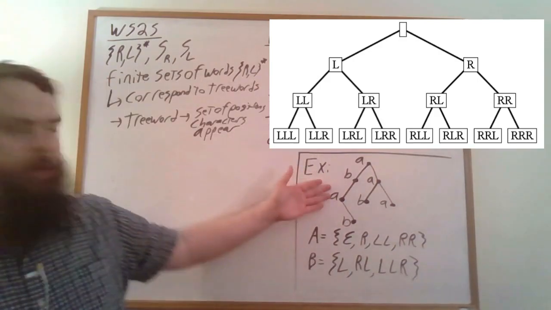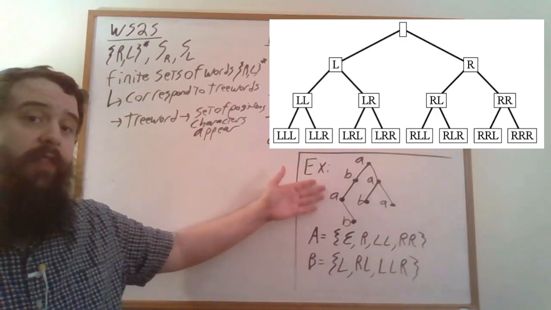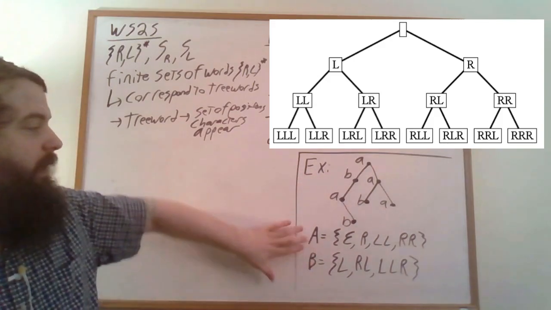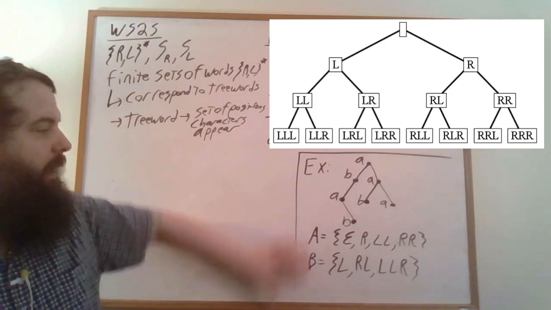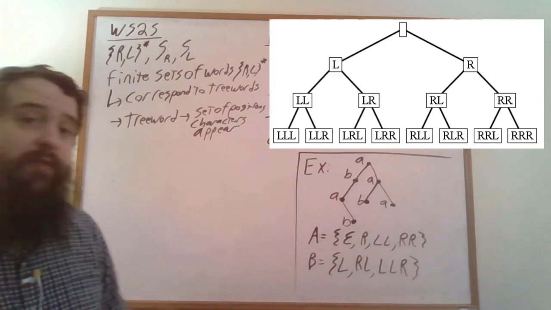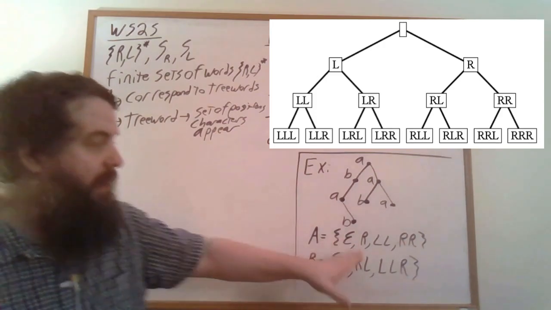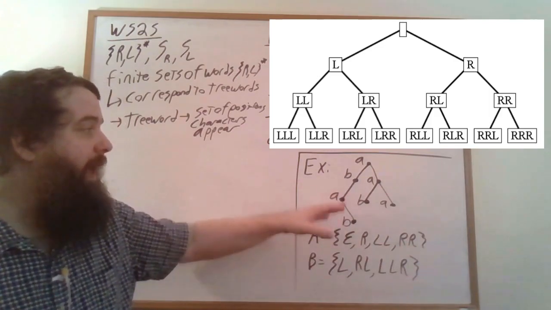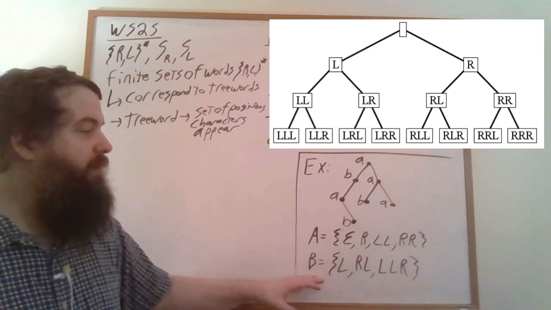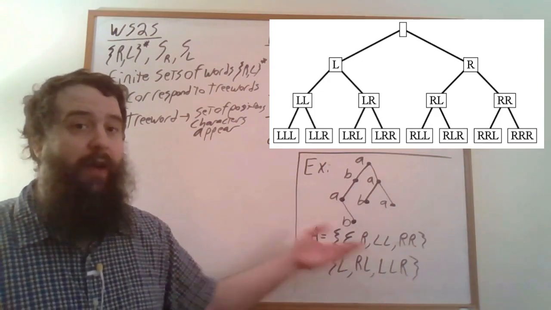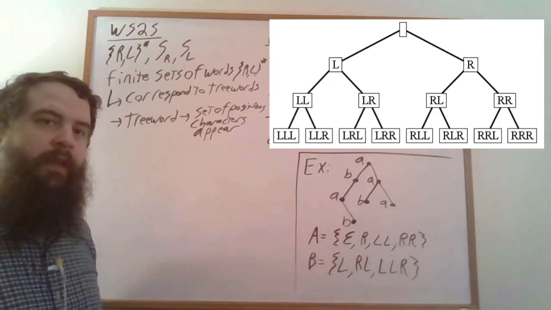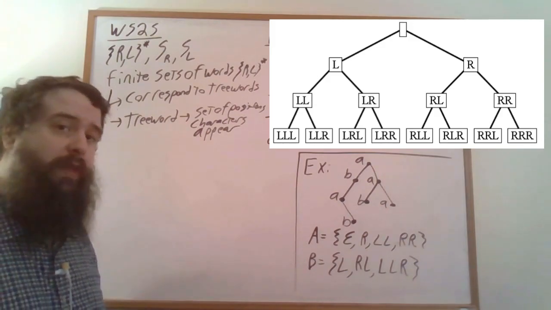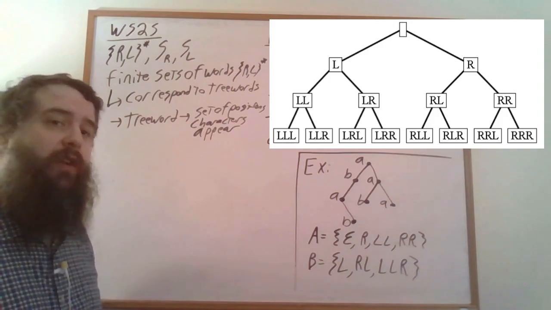So suppose that we have a tree word that looks like this. Then we can turn it into two sets, a set A and a set B. A is going to be the set of positions, or rather the set of words that represent those positions, where the character A appears, and the set B is going to be the set of positions where the character B appears.